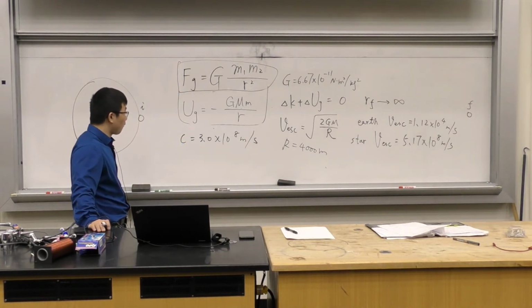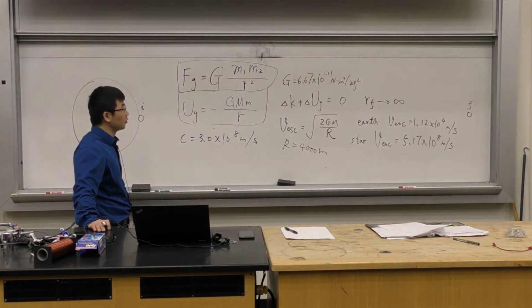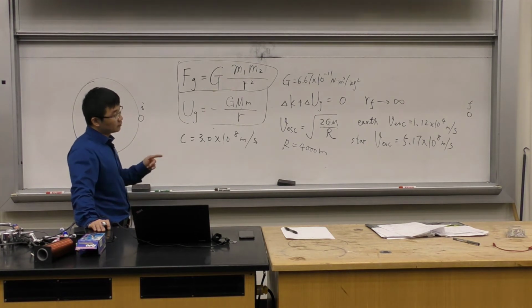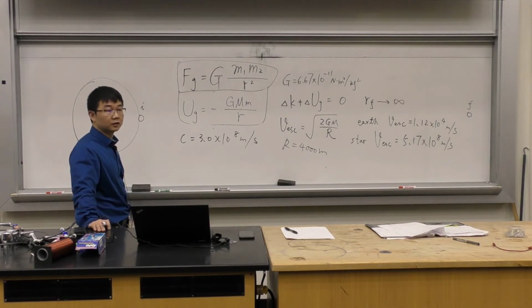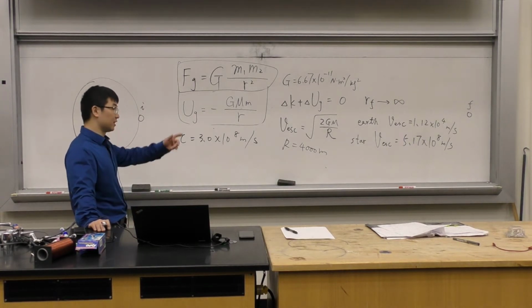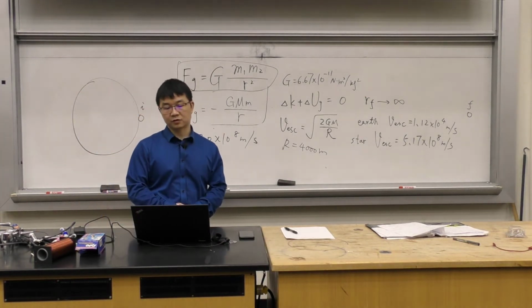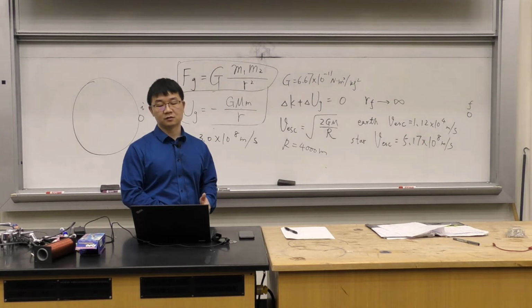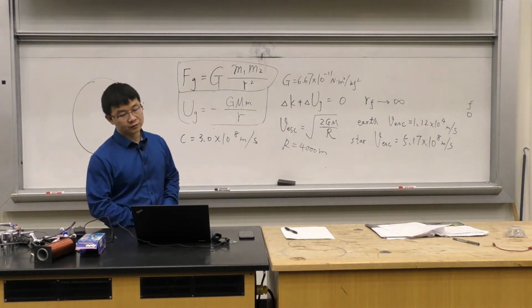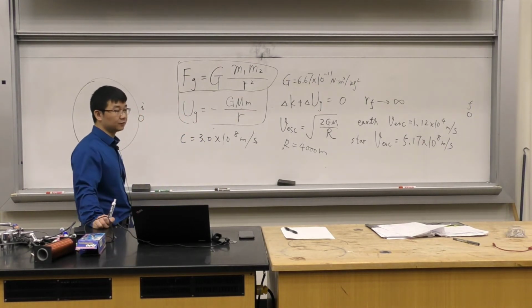So that means that for this star, the escape speed is even greater than light. That means nothing can escape from this star. Even light cannot reach that speed. So nothing can escape. Then if nothing can escape from the star, what is that? That's a black hole. So the black hole was a prediction made by physicists in the first place.